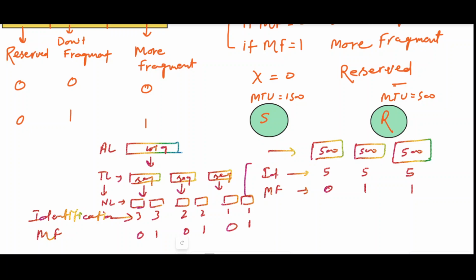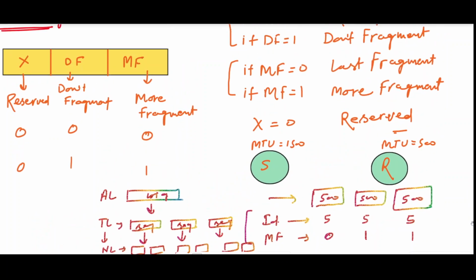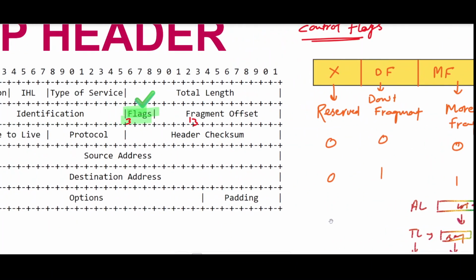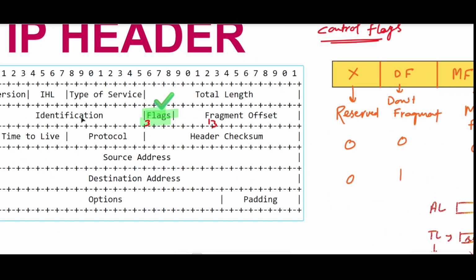Now in the next video we will tell you about fragment offset. Then you will be able to understand the whole row: identification, flags, and fragment offset.